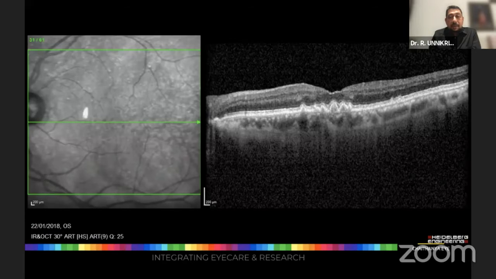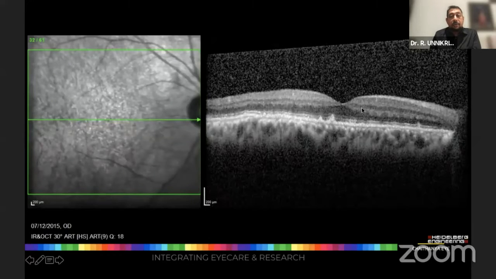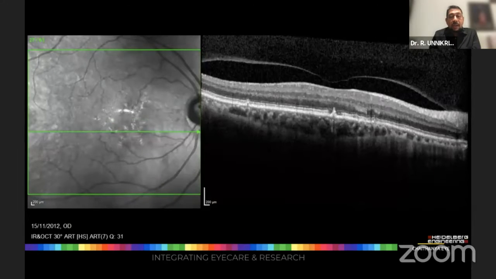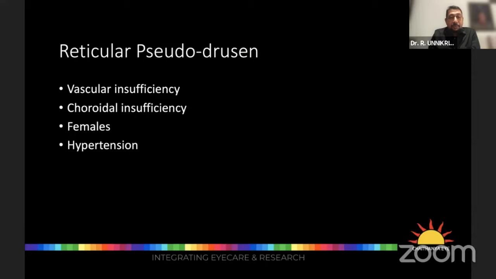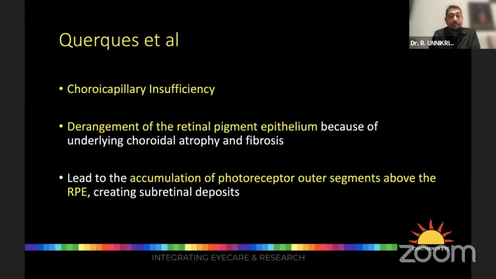So these are some examples of things. Here you can clearly see the penetration of the ELM by the triangular deposits above the RPE. And over time, there is resorption, which leads to an atrophic change. And this is highly prominent and fast in nature. So there is an association of reticular pseudodrusen with vascular insufficiency and choroidal insufficiency in females and hypertension, which shows it could be not an atrophic lesion, but a vascular insufficiency lesion.